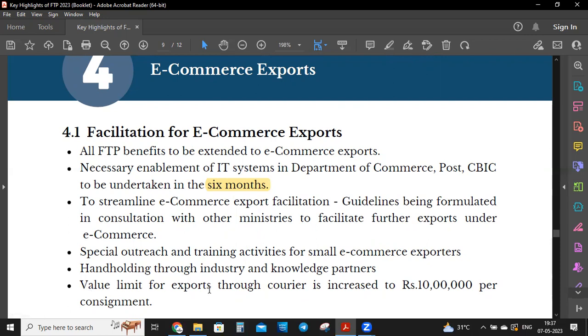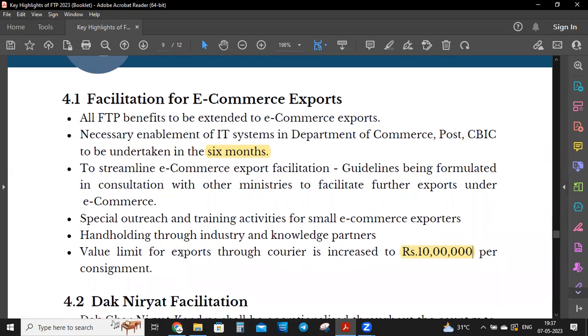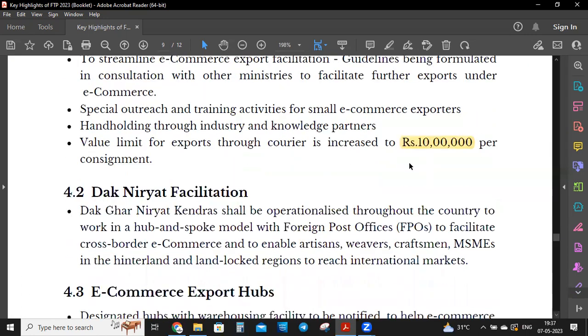Value limit for export through courier is increased to rupees 10 lakh per consignment. So one can send export through courier also up to the value of 10 lakh rupees. This is an important point, friends. This you can remember. Okay.